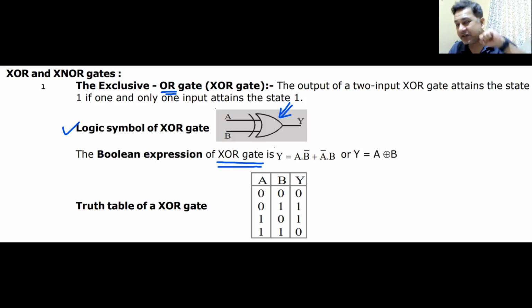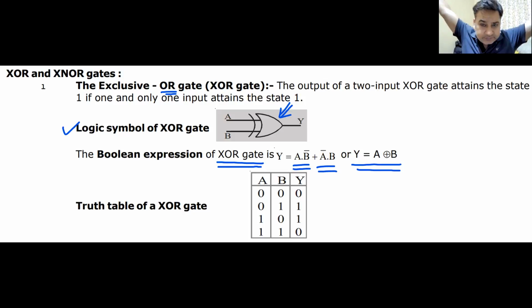And you have to remember the Boolean algebra of the XOR gate. It is a bit complicated, but what you'll have to remember is A dot B complement plus A complement dot B, and that will give you Y. Does it look very complicated to remember? Sir, complicated. But I can't help it. That is how an XOR gate looks.